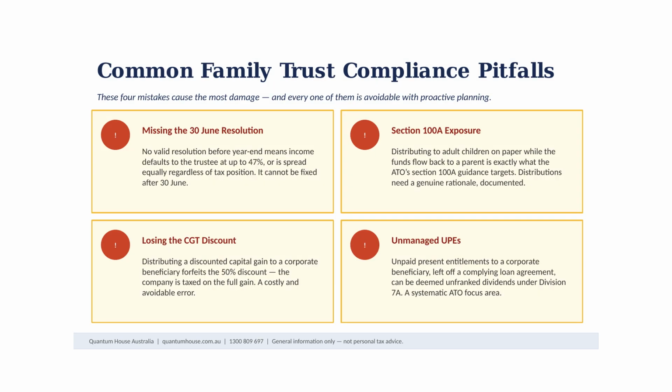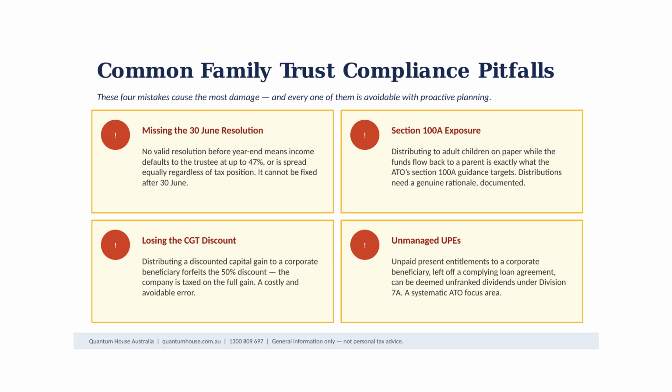Let me bring the compliance themes together into the 4 pitfalls that cause the most damage, and that we work proactively to prevent. Pitfall 1. Missing the 30 June resolution. The most common and one of the most expensive mistakes. No valid resolution before year-end means the income defaults to the trustee at up to 47%, or spread equally, regardless of anyone's tax position. And it cannot be fixed after 30 June.